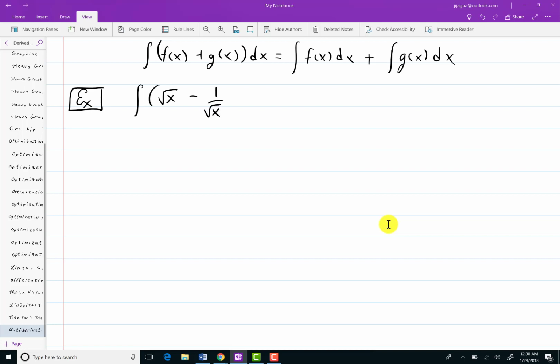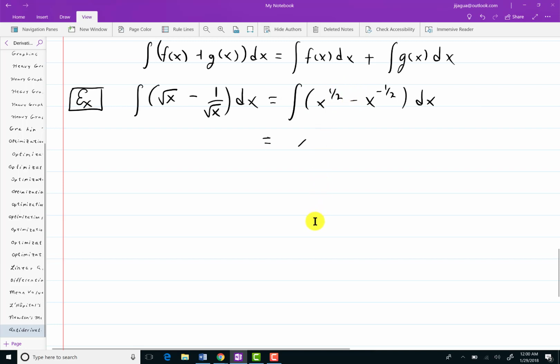All right, let's try the integral of the square root of x minus 1 over the square root of x. And I will tacitly use the stuff I just talked about. I advise you to change these to exponential form. So square root of x I'm going to write as x to the 1/2, and 1 over the square root of x I'm going to write as x to the negative 1/2.